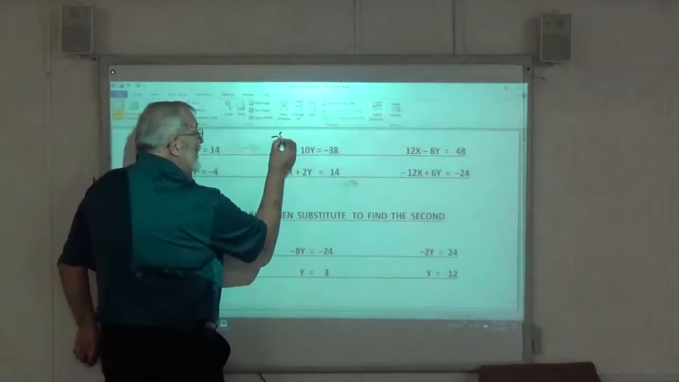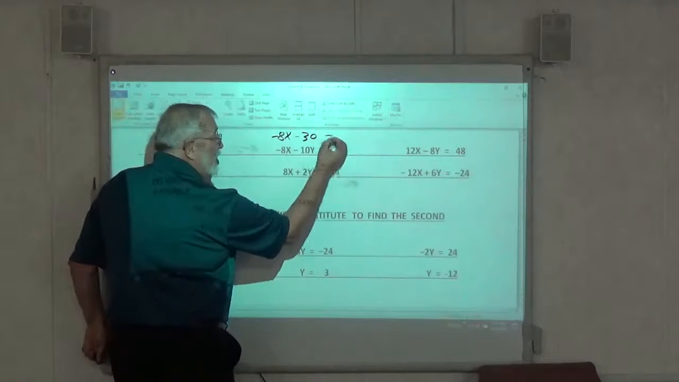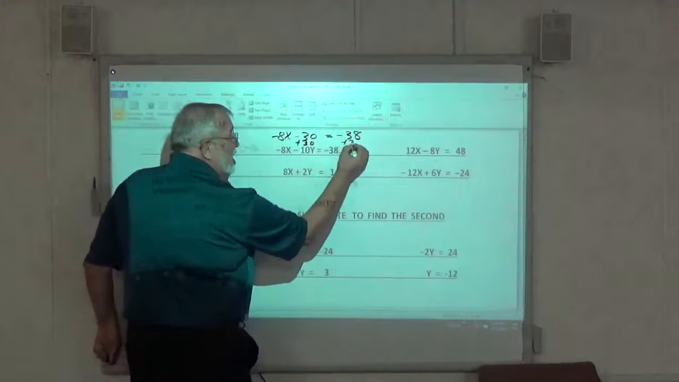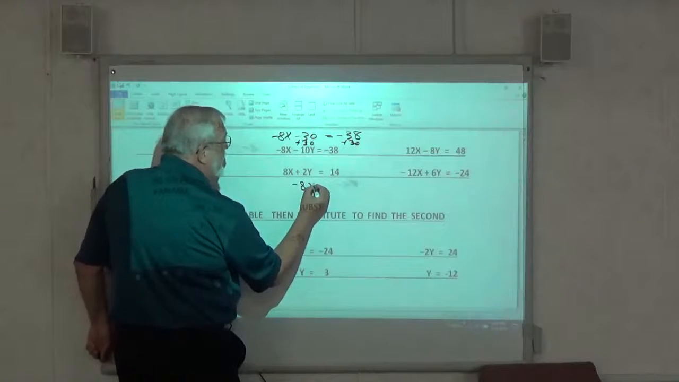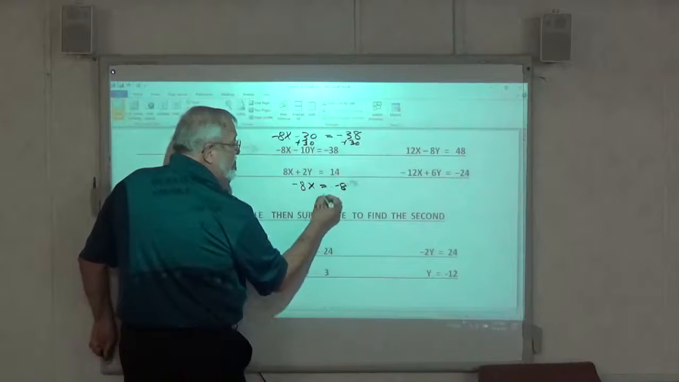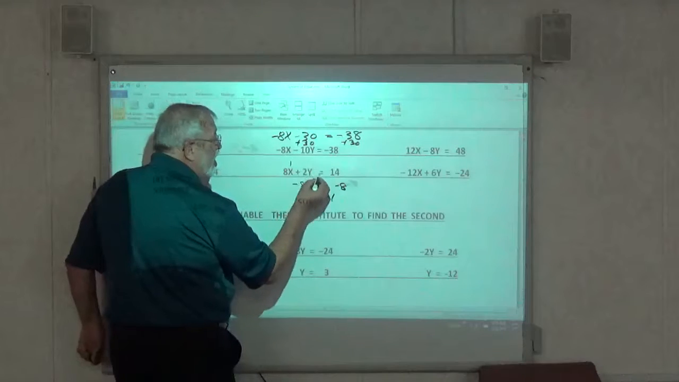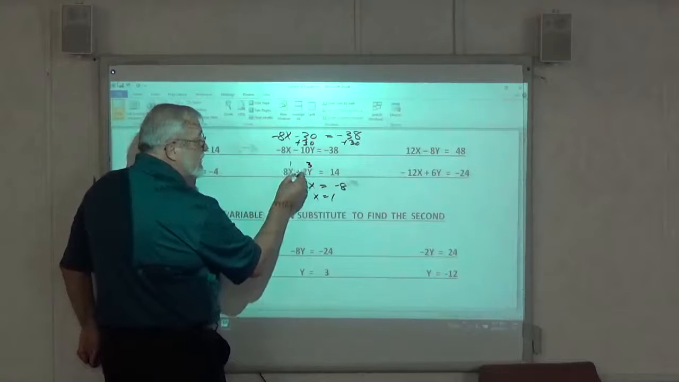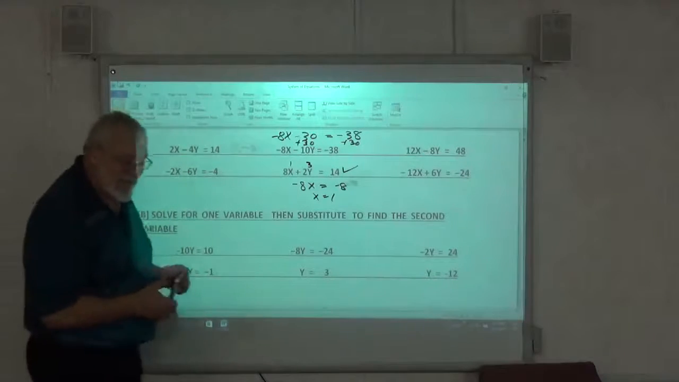So this says -8x, and if it's +3 minus 30 equals -38, add 30, and I get -8x equals -8, so x is equal to 1, and therefore a 1 here, and a 3 here. 8 plus 6, 14, checks. Okay? Alright, so that's how that goes.